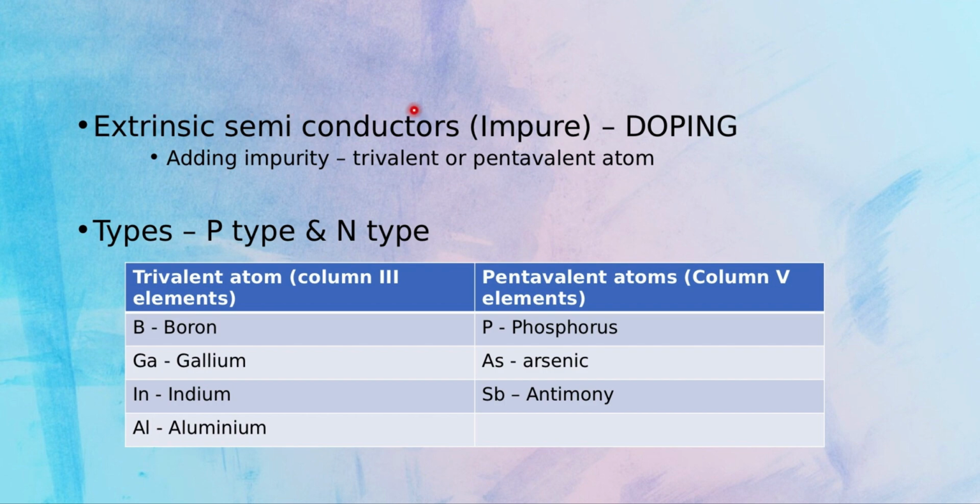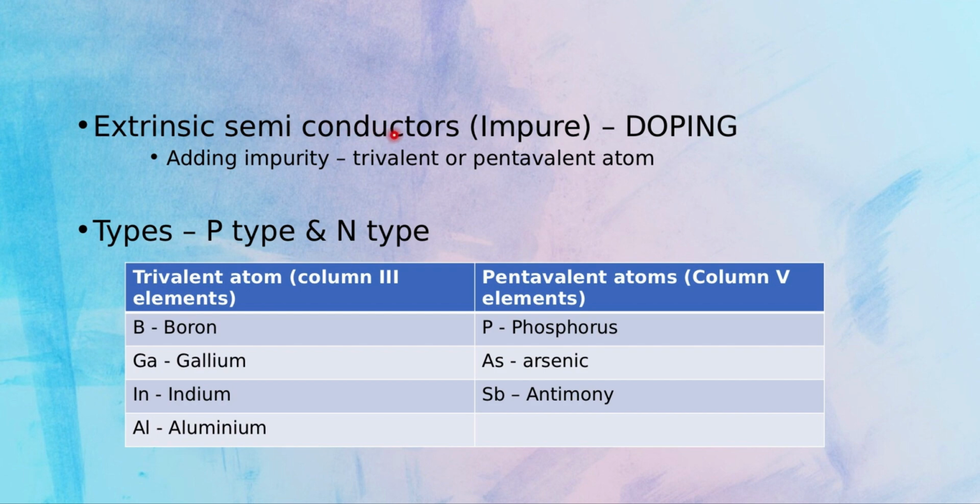Extrinsic semiconductors are the next type of semiconductor material. This is also called the impure semiconductor. This is where there's a new concept called doping. Doping is the process of adding impurity to a pure semiconductor. Depending upon the type of impurity that we add, the extrinsic semiconductor is classified into 2 types, a p-type semiconductor and an n-type semiconductor.